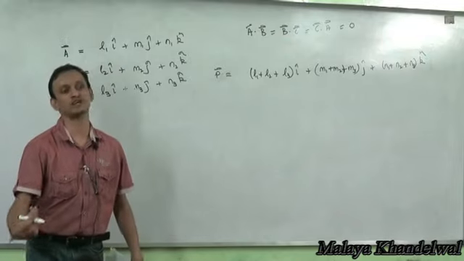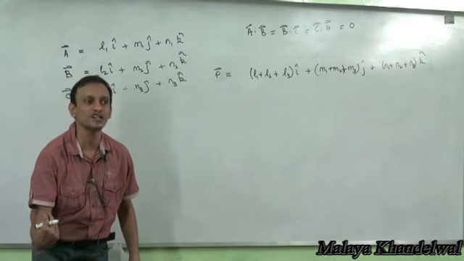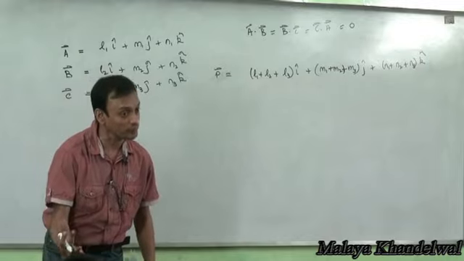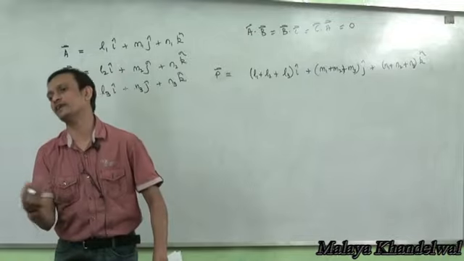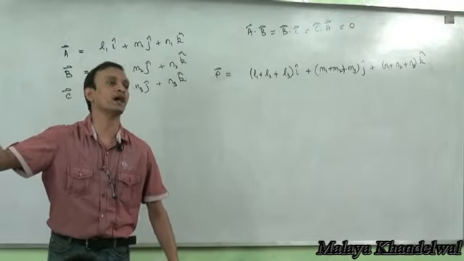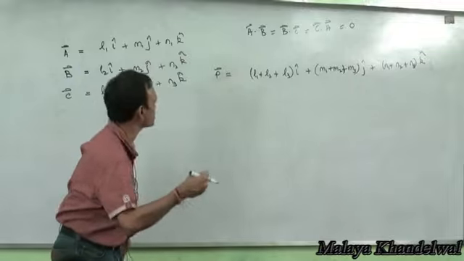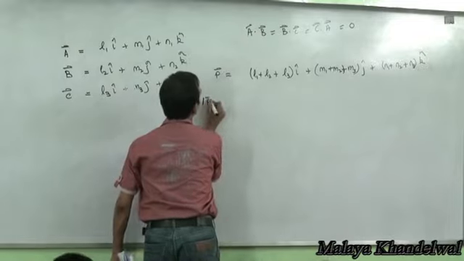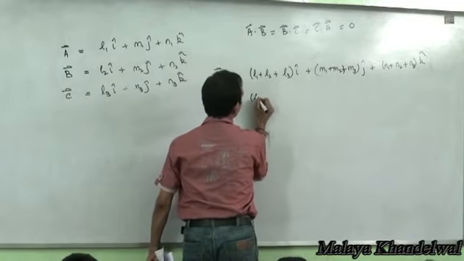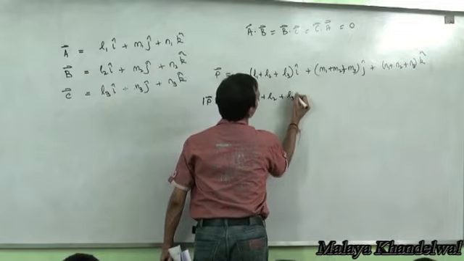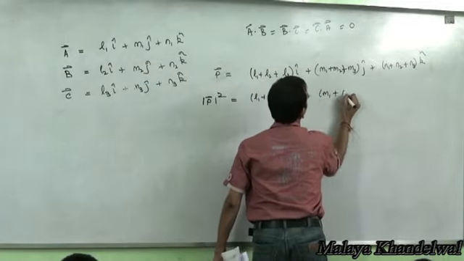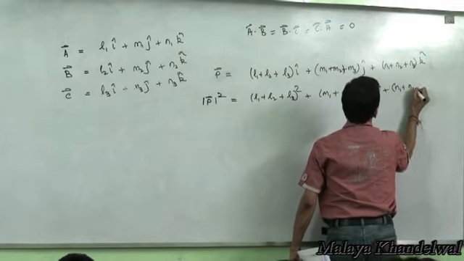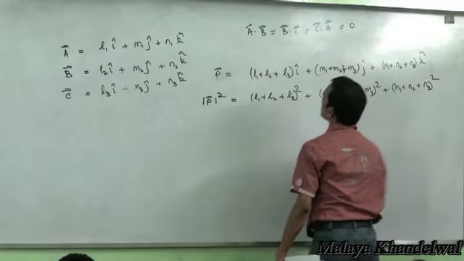We need a unit vector along P to arrive at the direction cosines along P. To find a unit vector along P, what would we need? We would need the magnitude of P. Divide P by its magnitude, and we get the unit vector along P, and the corresponding I, J, K components would be the direction cosines parallel to P. Yes or no? So what's the magnitude of P? Magnitude of P squared is (L1 plus L2 plus L3) whole squared plus (M1 plus M2 plus M3) whole squared plus (N1 plus N2 plus N3) whole squared.